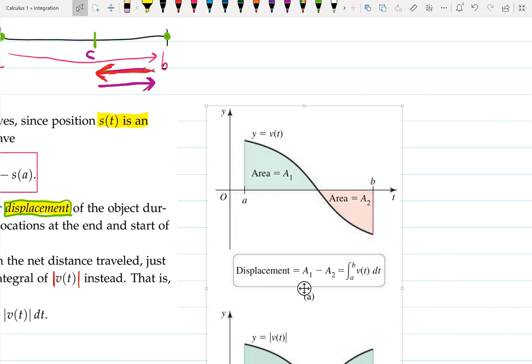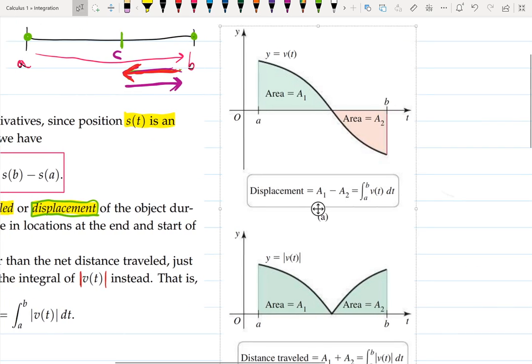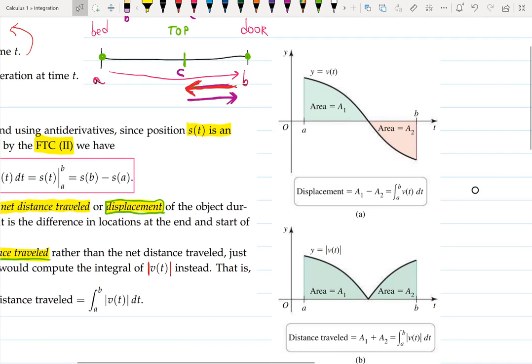So the first piece, that's the displacement. I will call it A. The first piece, that's A. And the second piece, that's distance. I will call it B. A is shown over here on the top.